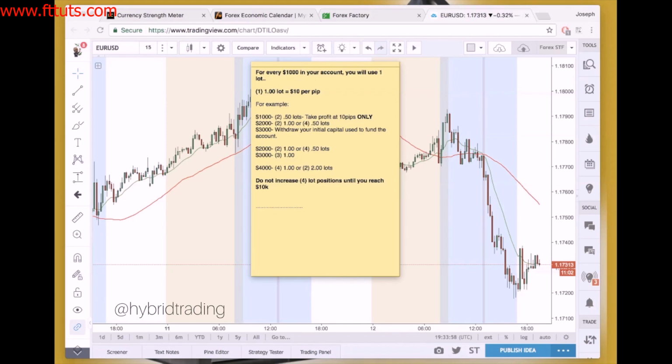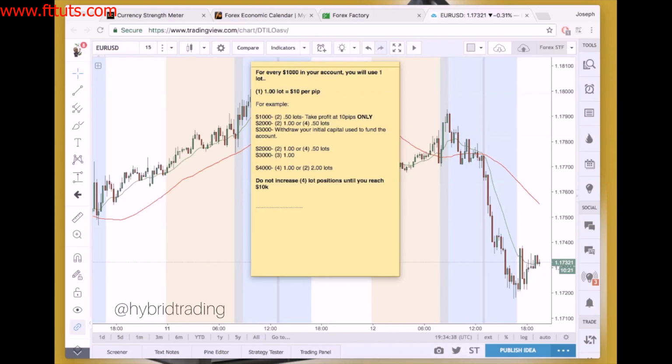Once you start the account with $1,000, you will not take a position any bigger than one lot. Later down the course, I will show you what one lot means and how to break them down in stack orders and what stacking orders means. But for the sake of the money management topic, I would just break it down as much as I can to make it easy to understand. So for every $1,000 in your account, you would only use one lot max. And also one lot is the equivalent of $10 per pip.